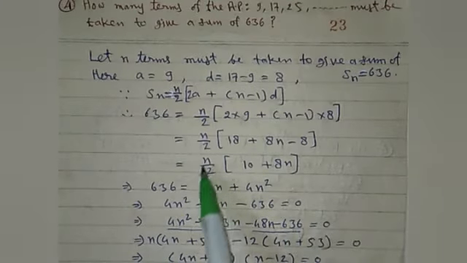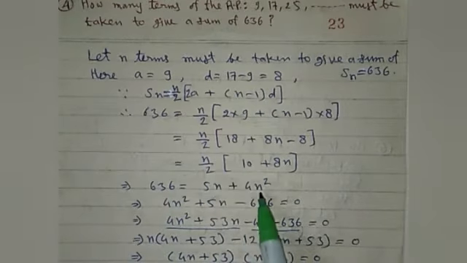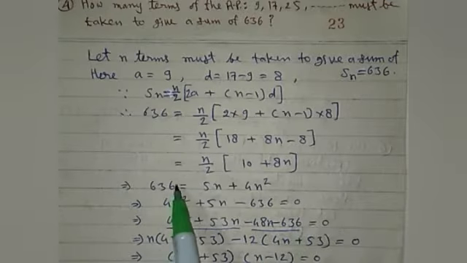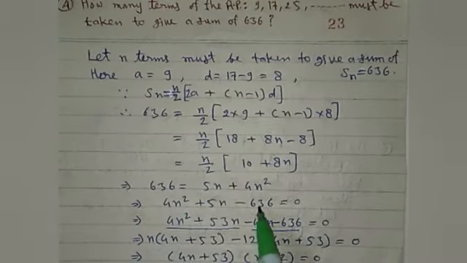Now multiplying n by 2 into the bracket, we will get 5n, 2 fives are 10, 5n plus 4n square, that is equal to 636. So taking 636 on the right hand side, we will get 4n square plus 5n minus 636 equal to 0.